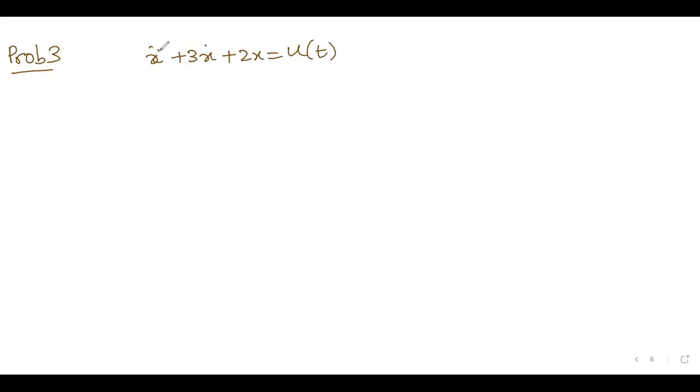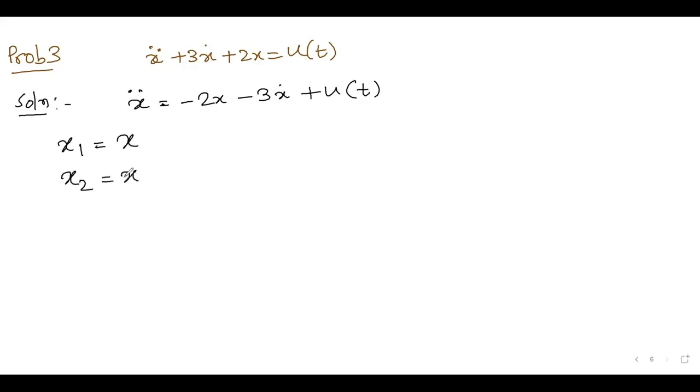So that means here we have a second order system, so we need to write this second order system into two first order equations. Okay, so let us solve this. First step: x double dot equals minus 2x minus 3x dot plus u(t). Then we select the states. Because it is a second order system there will be two states. So assume the states: x1 equal to x, x2 equal to x dot.